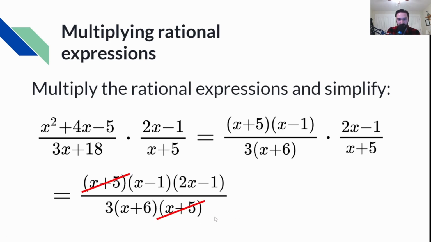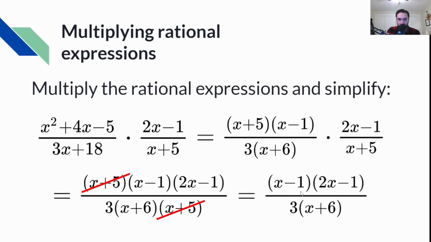The x plus 5 and the x plus 5 cancel. So what we're left with is x minus 1 times 2x minus 1 over 3 times x plus 6. So that's our final answer. We can't simplify that any further.